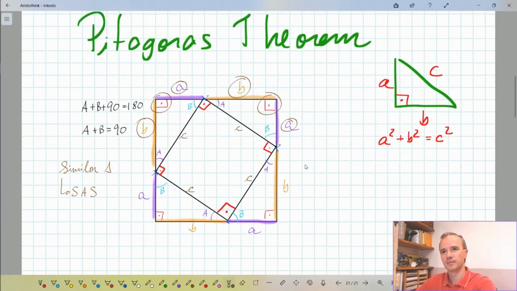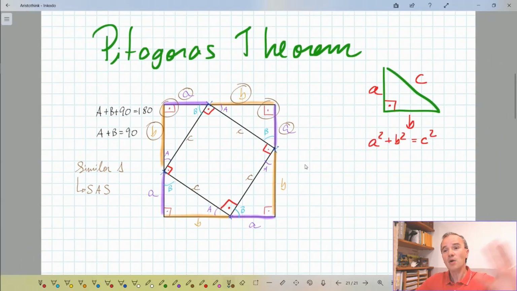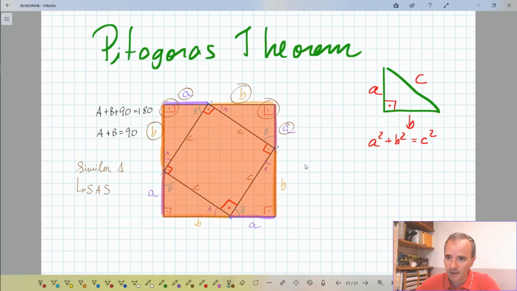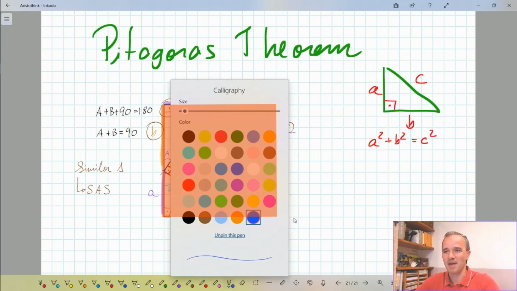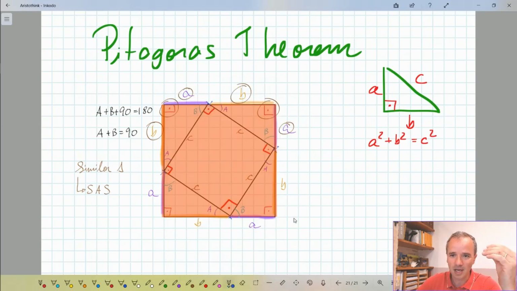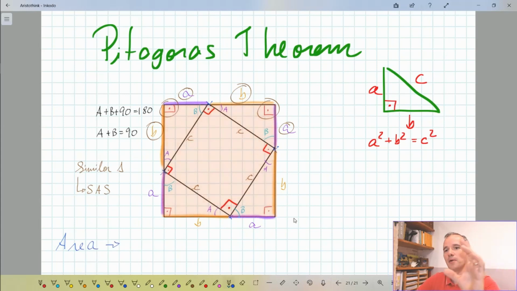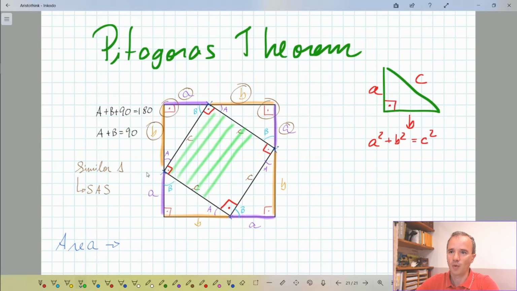Now, it's almost done. We are almost done. Now, I'm going to calculate the area of everything. And now it's where it gets amazing. Now, let's calculate the area. Okay, now, what is the area of everything? Well, we have the area of this square, and the area of this square is going to be C squared. Agree? Let's continue adding. What else do we have?